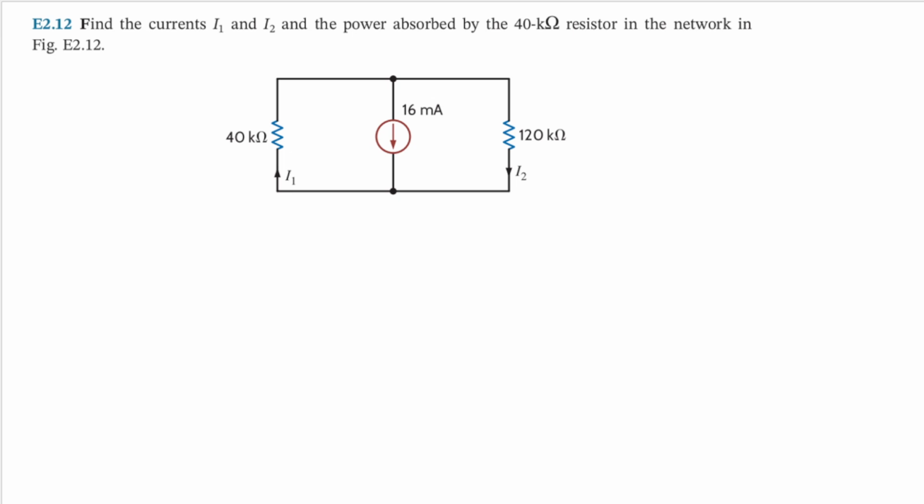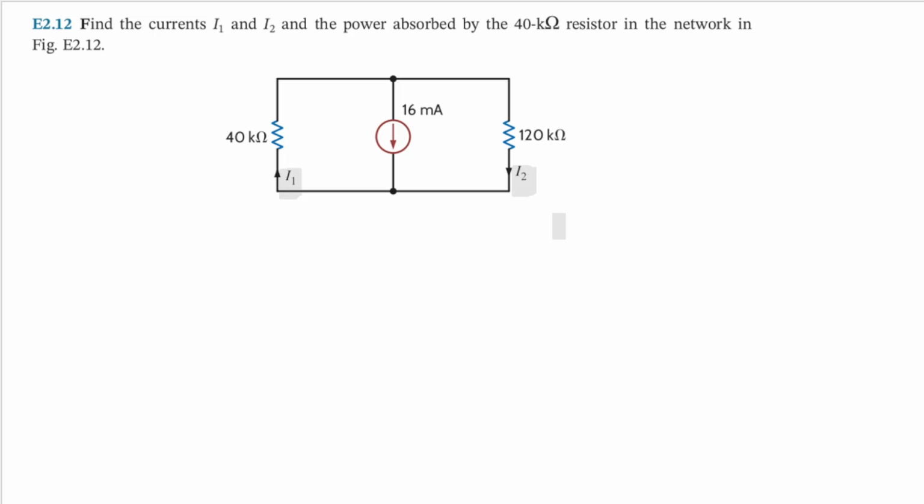Hello, in this video, I will explain how to solve this problem. Find the currents I1 and I2 and the power absorbed by the 40 kilo ohm resistor. So we will have this one here as I1 and then we have this one as I2.